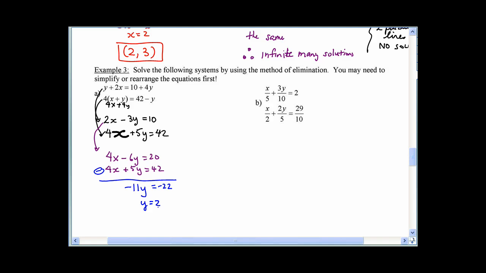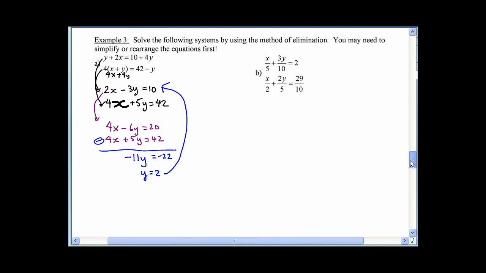Cool. Go ahead now, you go back and solve for x. Up to you which equation you want to put it into. I'll put it back in this one. I think it's the easiest of them all. So 2x minus 3 times 2.